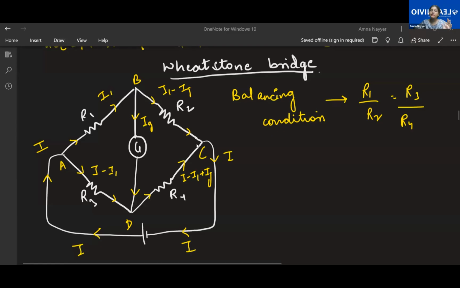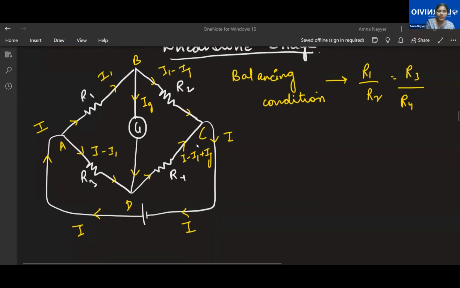This you told me I minus I1 plus Ig. Now see, I1 minus Ig is coming from this side, and from this side, which you mentioned, is coming I minus I1 plus Ig. So what will be the total current? Ig gets cancelled, I1 gets cancelled. Are we left with I? Yes, ma'am. Understood.